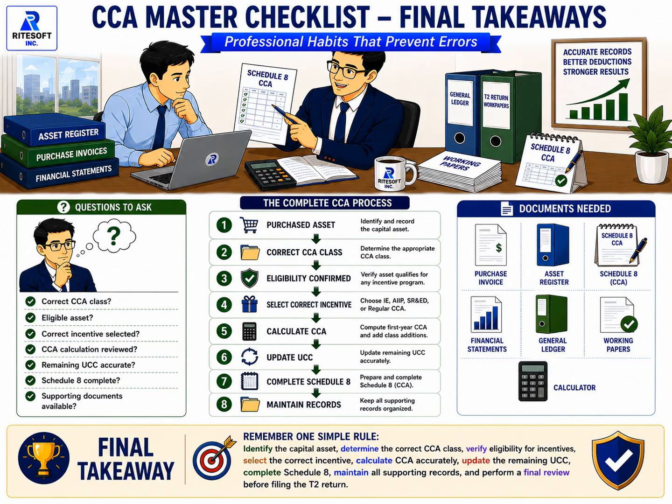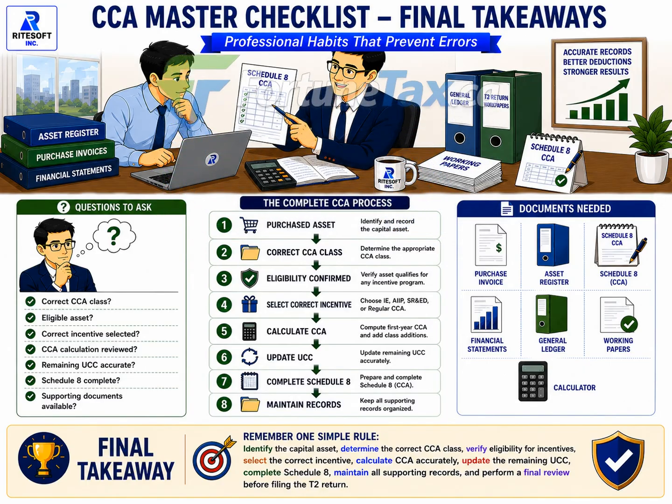Next, determine the correct capital cost allowance, or CCA class. Every asset belongs to a specific CCA class, and selecting the correct class is one of the most important decisions in the entire process because it determines how the deduction will be calculated. Once the CCA class has been confirmed, review the asset's eligibility. Ask yourself whether the asset qualifies for any available incentive programs, such as immediate expensing or the Accelerated Investment Incentive Program. If no incentive applies, the regular capital cost allowance rules will be used.